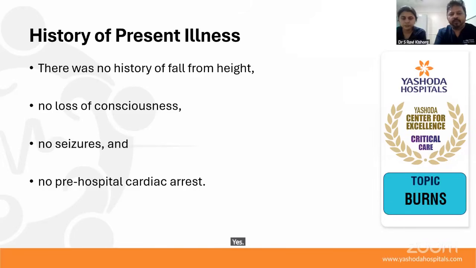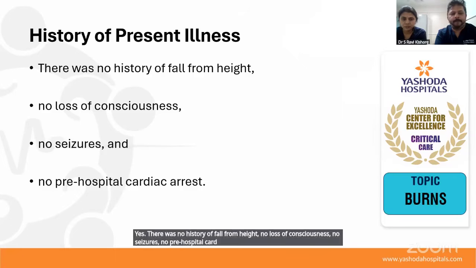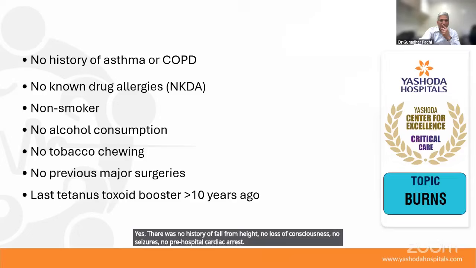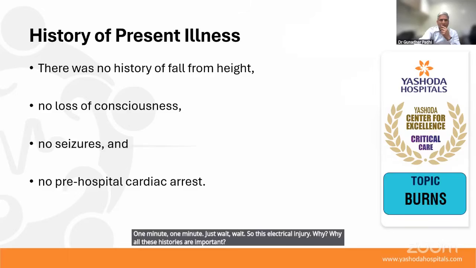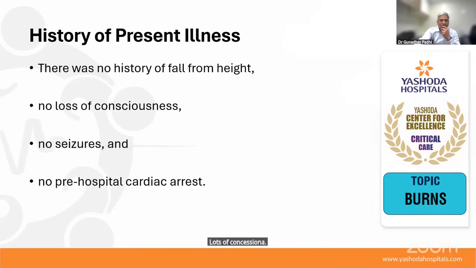There was no history of fall from height, no loss of consciousness, no seizures, no pre-hospital cardiac arrest. Wait, just one minute. So this electrical injury, why are all these histories important? Loss of consciousness, seizures, why have you taken that? What is the importance of the negative history here?